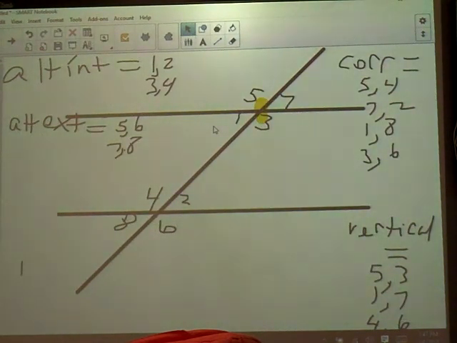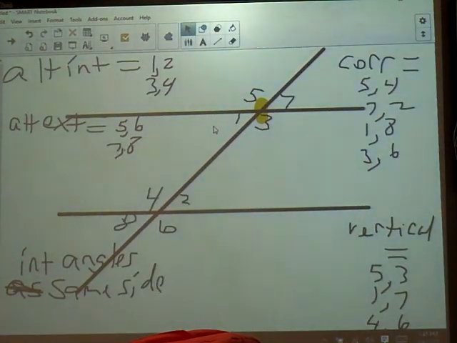This one doesn't have a short, catchy name. Interior angles on the same side of the transversal. All right, so interior angles that are on the same side of the transversal are not equal. These have a sum of 180 degrees. So this is our first scenario we're looking at where it's not equal.